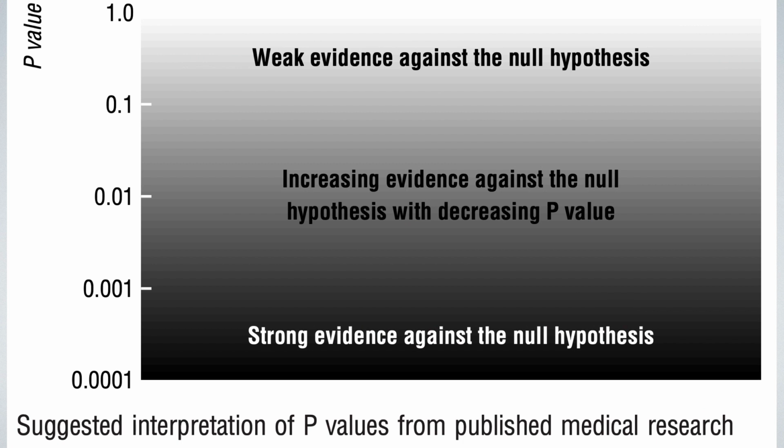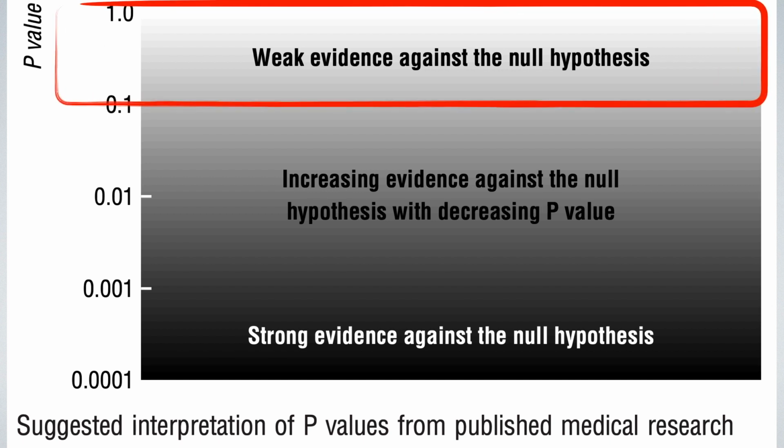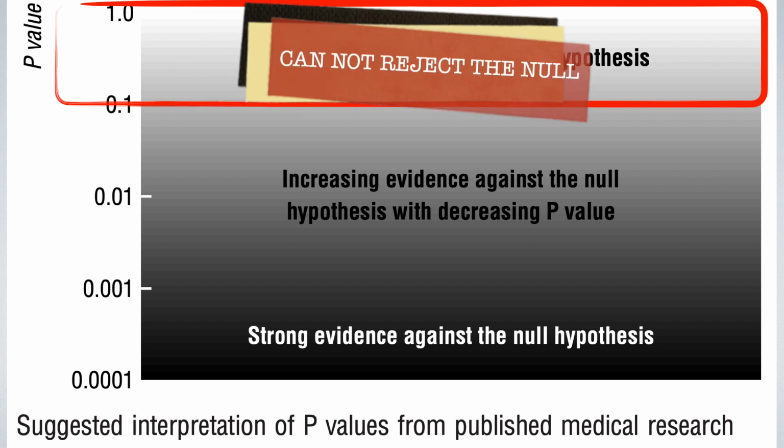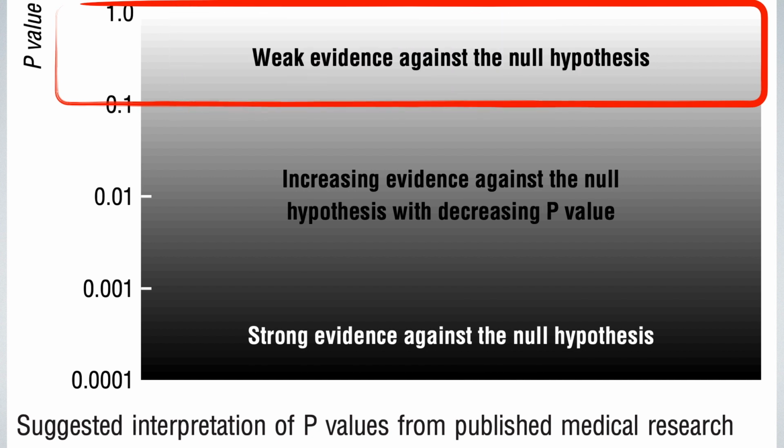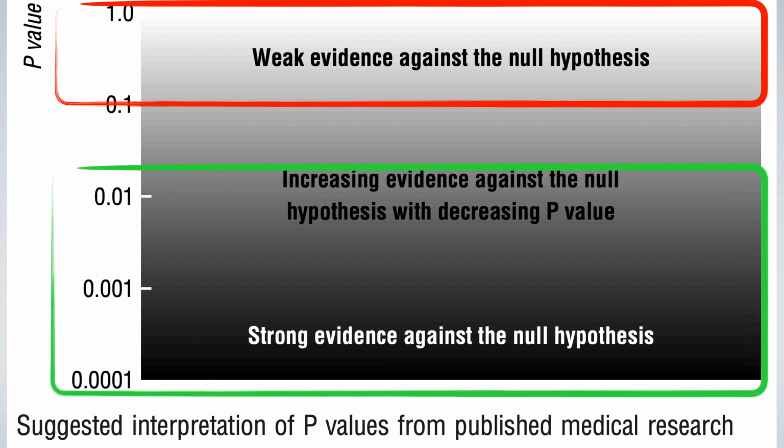Ronald Fisher, the father of modern statistics, saw the p-value as an index measuring the strength of evidence against the null hypothesis. Fisher himself proposed if the p-value is above 0.1, there is a weak evidence against the null hypothesis, so that we cannot reject it.